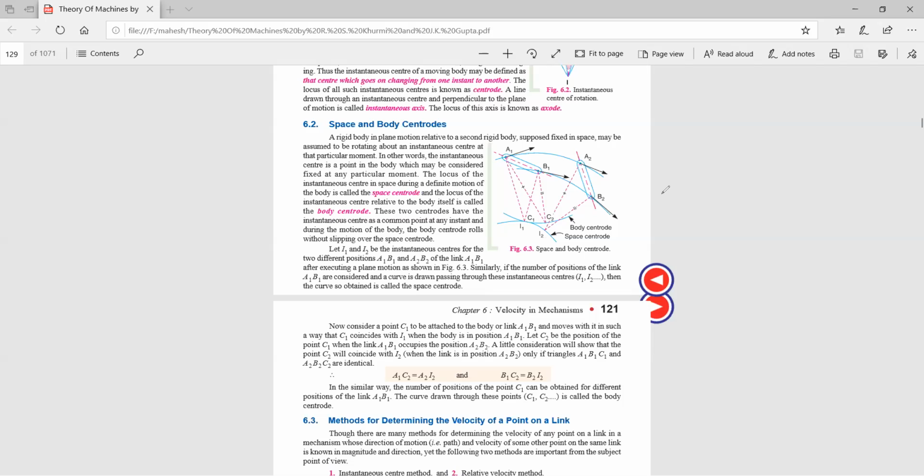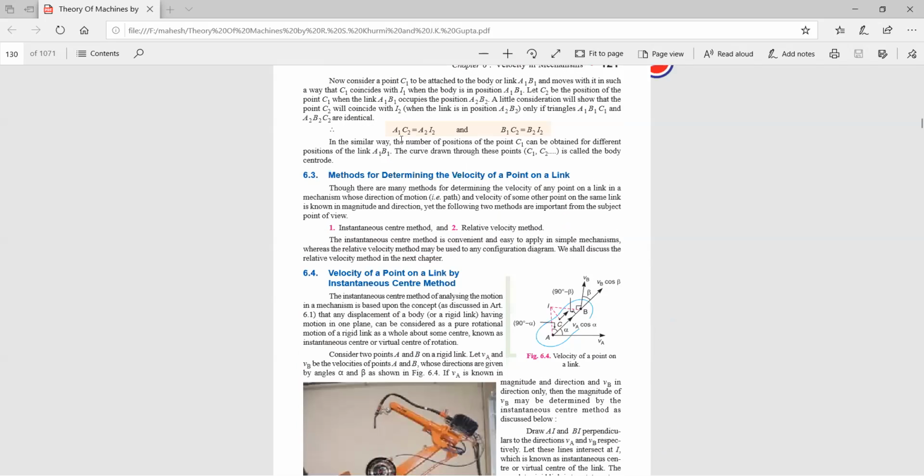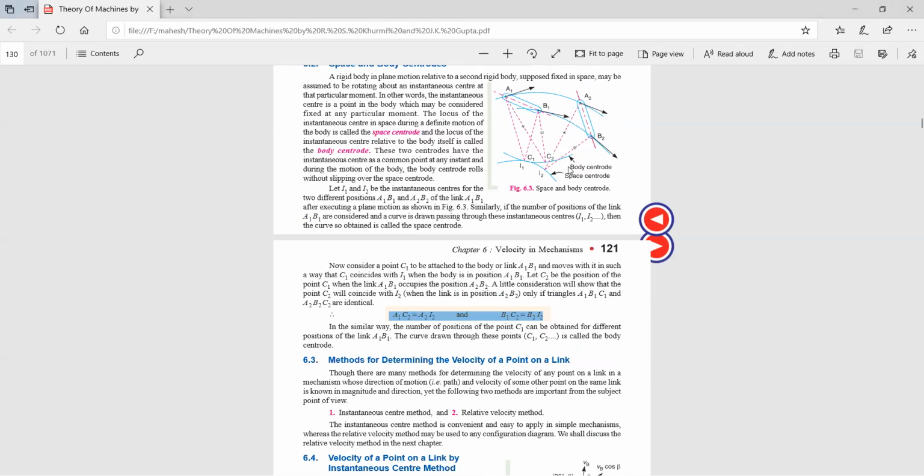Can you see now? Here also it is the same. A1C2 is equal to A2I2 and B1C2 is equal to B2I2. Yes. That's all it is.